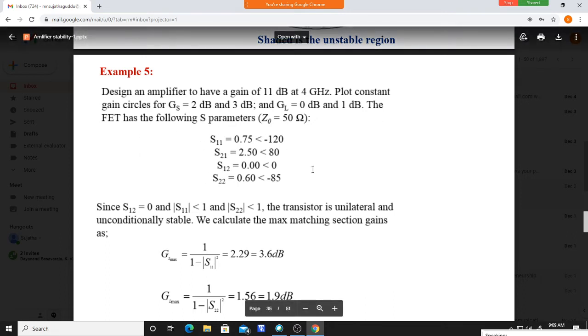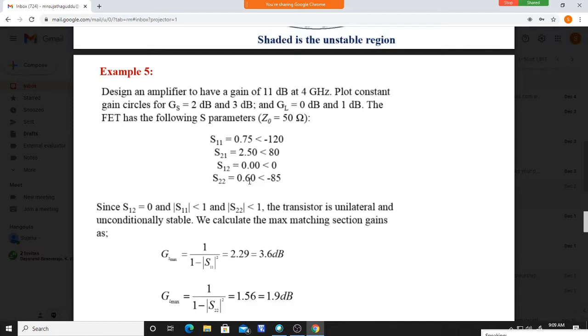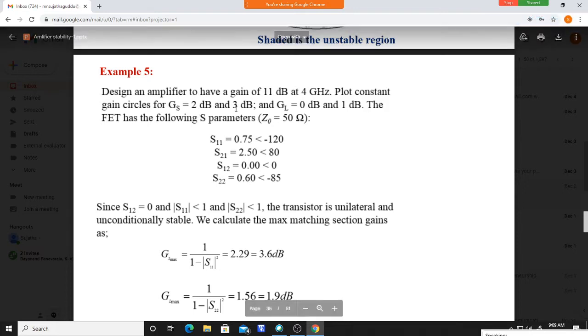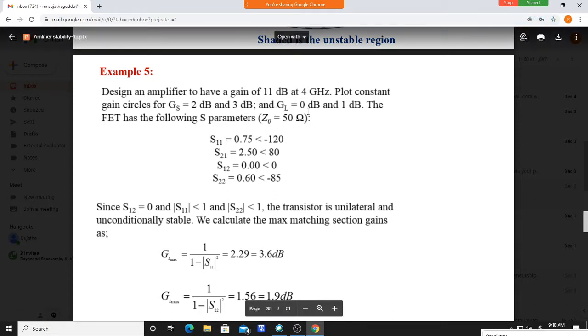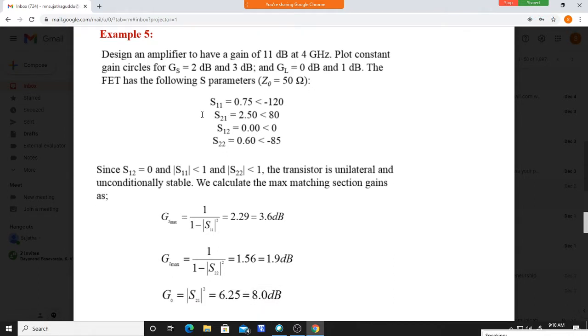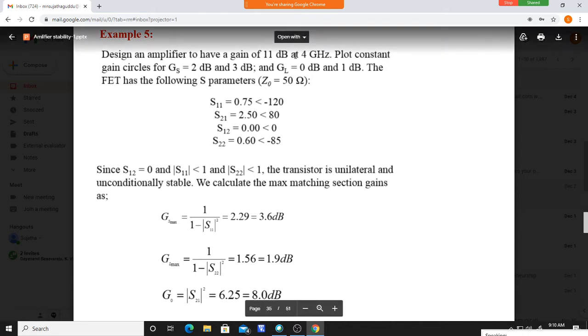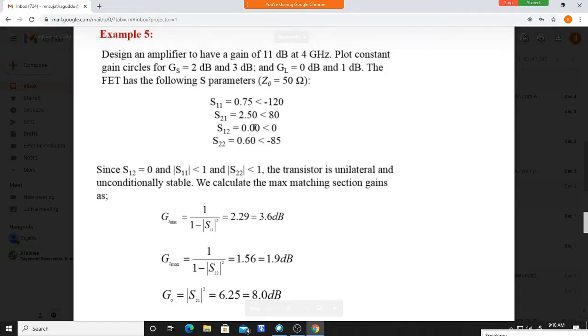As you know, for every gain value there is a circle on the Smith chart. So it is a 2 dB circle and 3 dB circle for GS, and 0 dB and 1 dB circles for GL. See why the question is asked, you will see now. This is the S parameters, and we wanted 11 dB gain at 4 gigahertz. To get 11 dB, what is the option? How can we choose 11 dB? This question I also asked in the test.